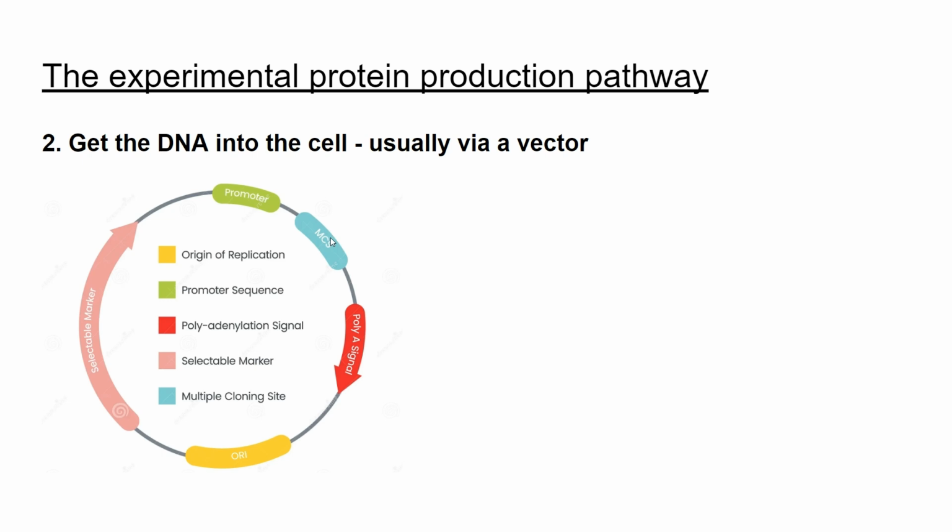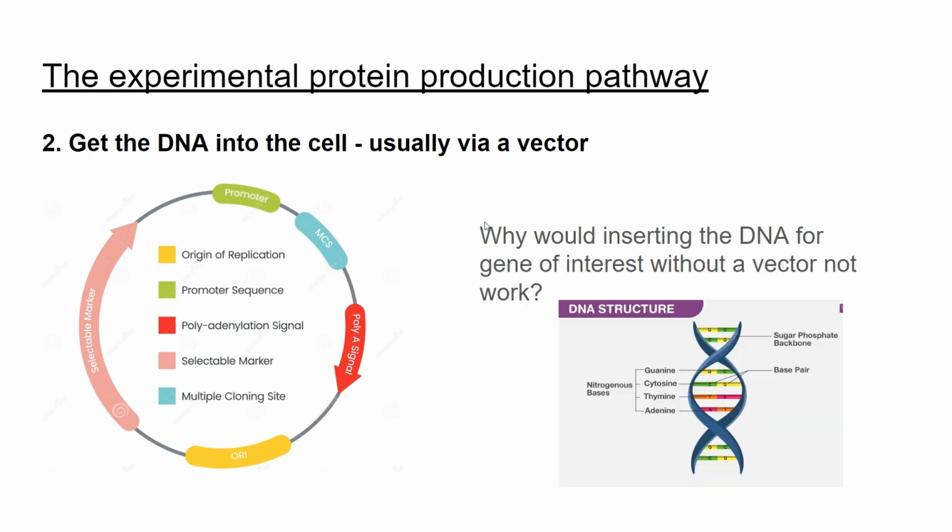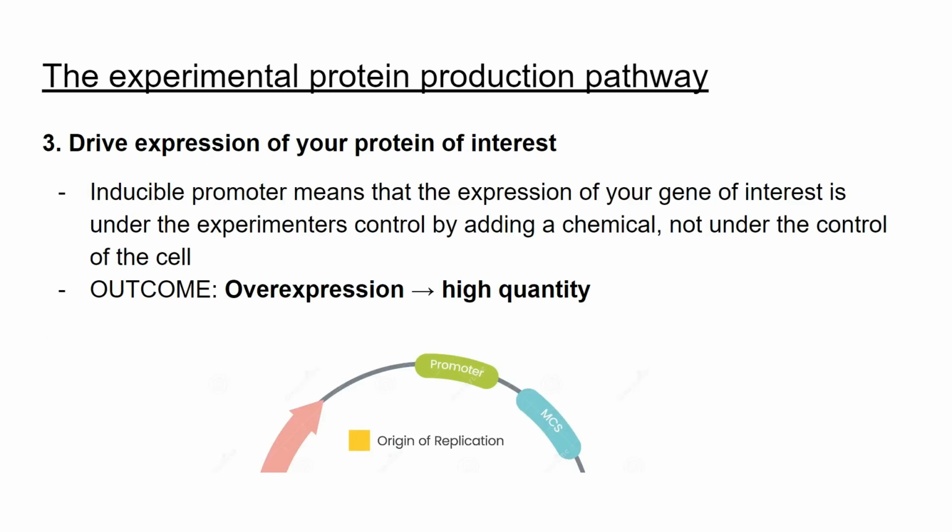So one thing that I want you guys to think about is, why do we need a vector, okay? Why is just inserting the DNA fragment on its own not going to work? Think about what could happen to that DNA inside the cell versus a structure like this, which is a plasmid. The DNA is in the plasmid and the plasmid is in the cell. How do we get the protein from this DNA?